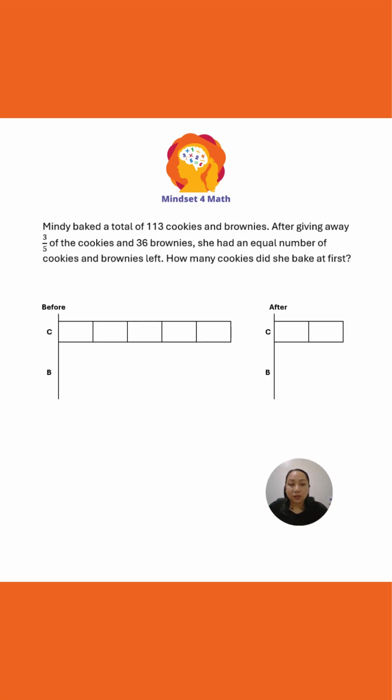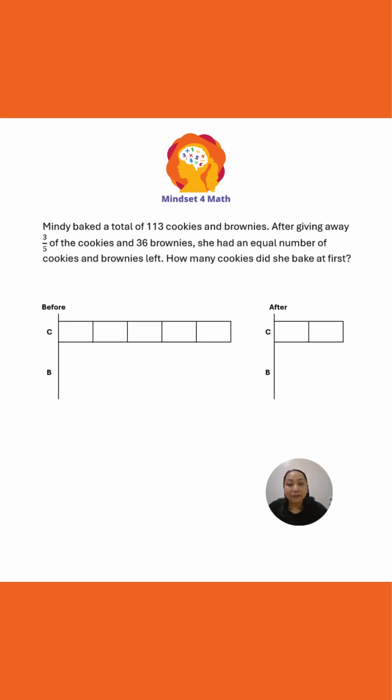So let's start with what we know. We know that she gave away 3/5 of the cookies. So if I were to represent the cookies that she had at first, I will use 5 units. That means it's still 5/5.